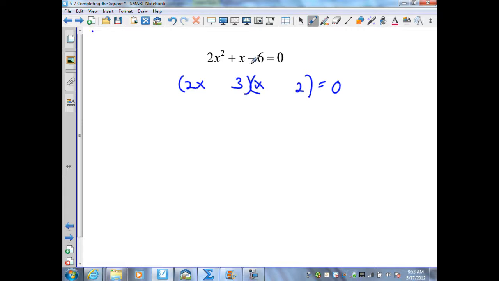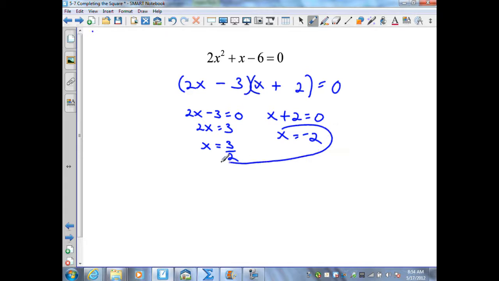This is a minus sign, so I need a plus, minus, minus, plus, but I need a positive middle term. So I'm going to set this up to be a minus plus. Now, if I'd FOIL, that would give me 2x squared minus 3x plus 4x. That would give me 1x, and of course, I have my minus 6. Then if I solved each equation, that would give me 2x minus 3 equals 0, 2x equals 3, and x equals 3/2, and x plus 2 equals 0, x equals a negative 2.